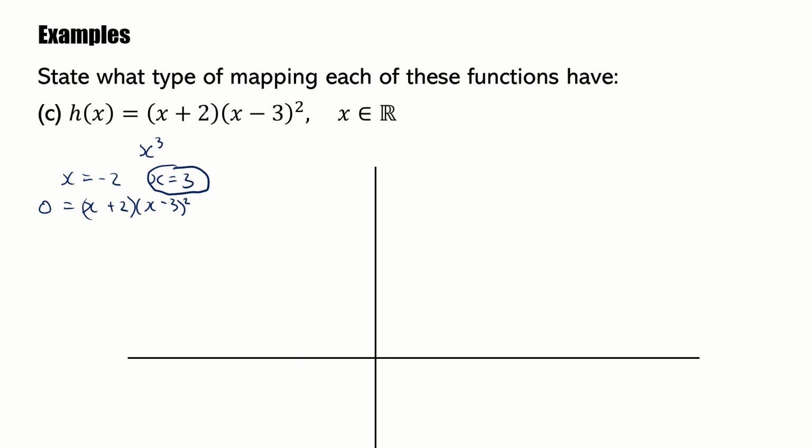The y-intercept would be: plug x equals 0 into the equation of the curve, and you'll get 2 times minus 3 squared, which is going to be 18. So putting all that together, we're going to have a curve that looks something very vaguely like this. Ooh, there you go. Something like that.